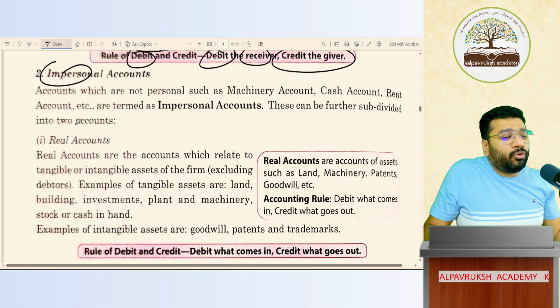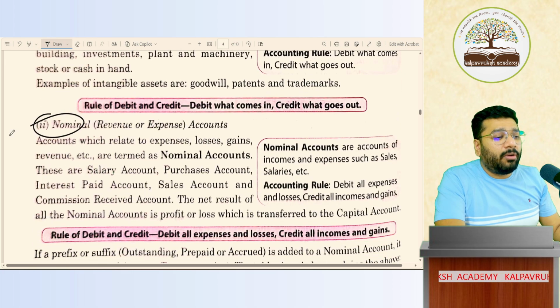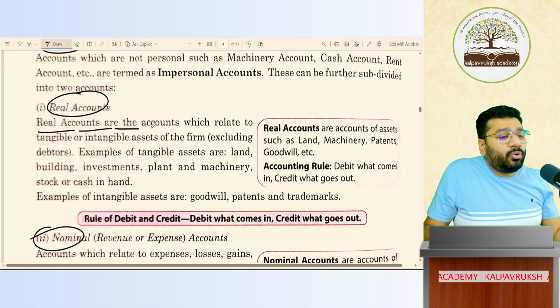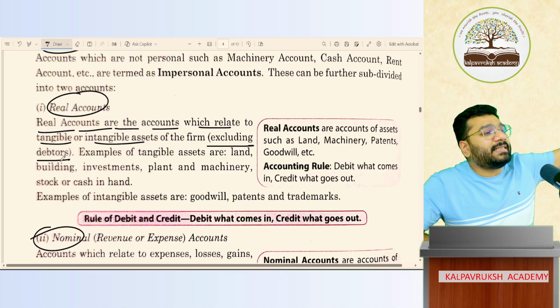Under impersonal account, you have two accounts. One is real and second is nominal. Real accounts are those accounts which relate to tangible, intangible assets, excluding debtor. Only one thing has been excluded.